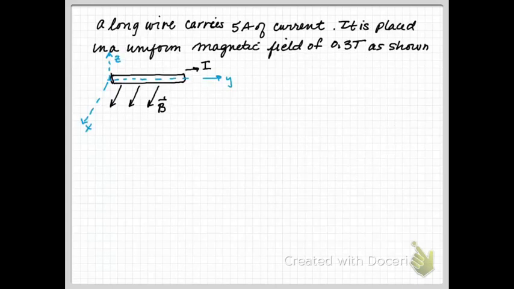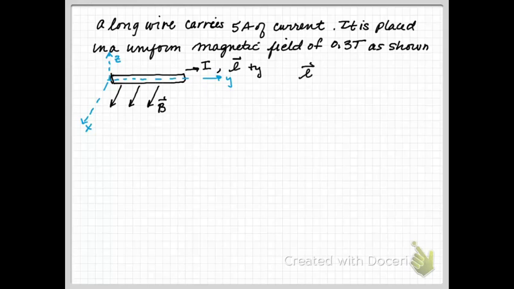All right, so for this example, we have a long wire carrying 5 amps of current, placed in a uniform magnetic field of 0.3 Teslas. So it's shown below. So the wire is in the Y direction, current's moving in plus Y, and also our L vector is going to be in the plus Y direction. And then our magnetic field is in the plus X direction. And when you do the cross product between the Y and the X, you're going to get a negative Z. So just keep that in mind.